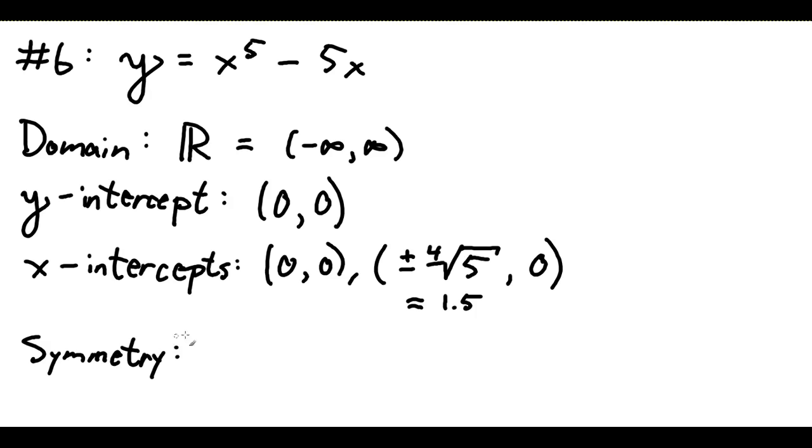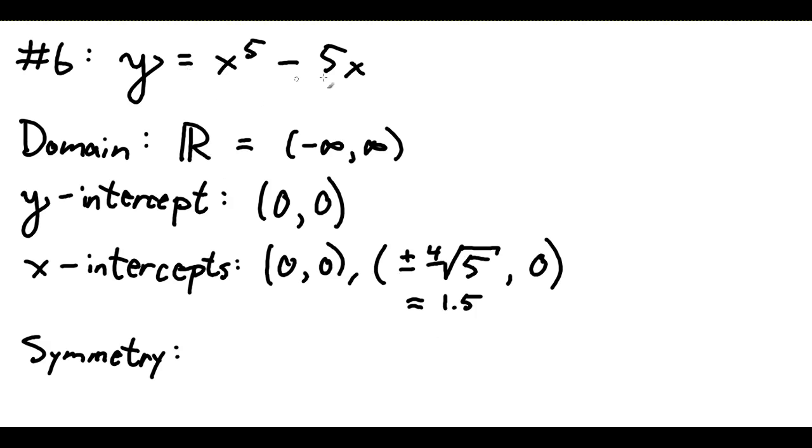So symmetry, we have three types that we talk about. There's even and odd symmetry. These involve reflectional symmetry over the y-axis or the origin. And then there is the translational symmetry that we get of a periodic function. About the only periodic functions you've seen so far would be trigonometric functions. We don't have trigonometry here, so we don't expect to have periodicity.